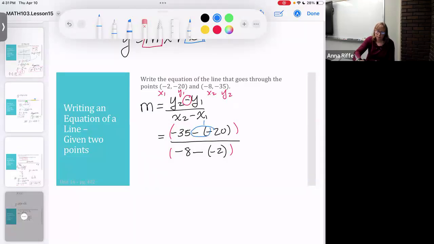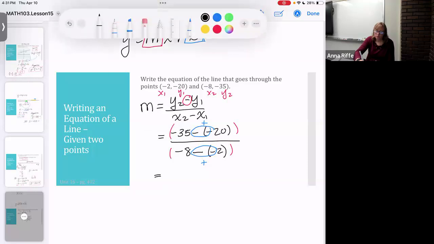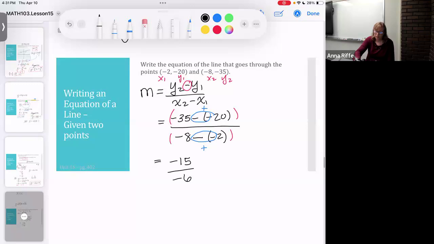Double negative becomes a positive, both on top and on bottom. So negative 35 plus 20 is negative 15, and then negative 8 plus 2 is negative 6. A couple of things we can do with this fraction: first of all, I've got a negative on top and a negative on bottom, so my end result will be positive. I'll go ahead and note that.